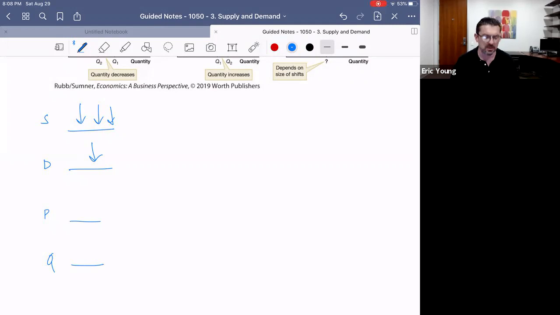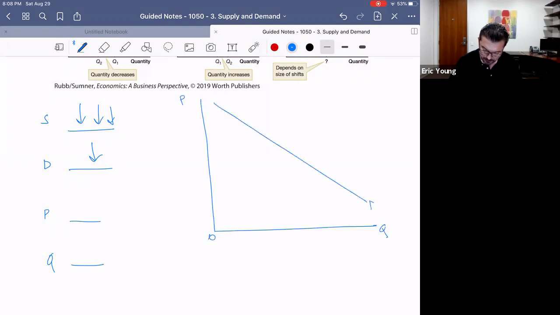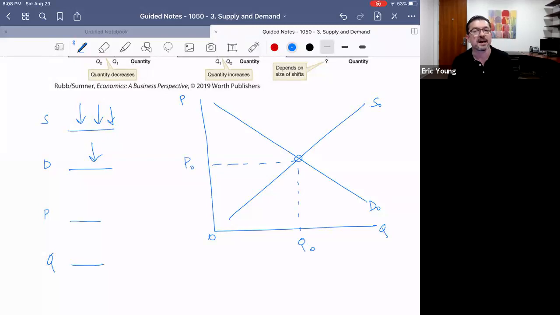Okay, how do we do this? Well, we start off by graphically putting more arrows there to visually lock it in. Now let's go over to a supply demand graph, Q0 and P, D0, S0. We have our equilibrium, P0, Q0. So we're set.